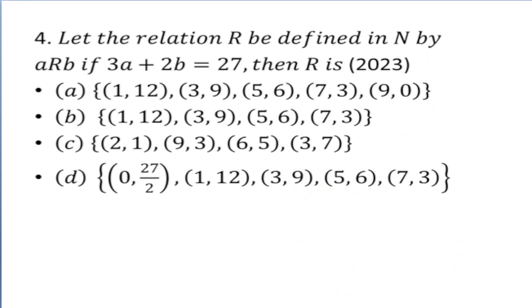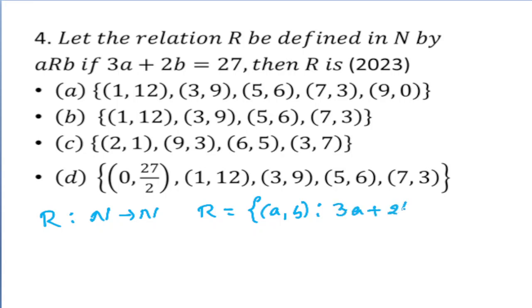This question is on relation. Let the relation R be defined in N. N means the set of all natural numbers. That means R is defined from natural numbers to natural numbers. And the relation is given like this. You can write the given relation, A related to B, as the set of all ordered pairs A comma B such that 3A plus 2B is equal to 27. Here A and B both belong to natural numbers.